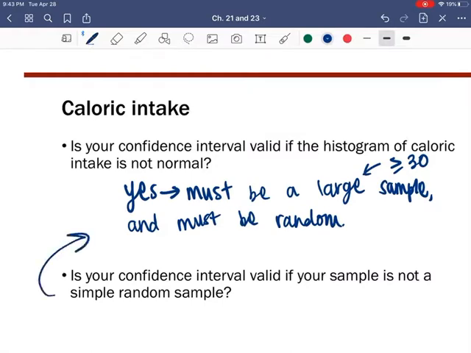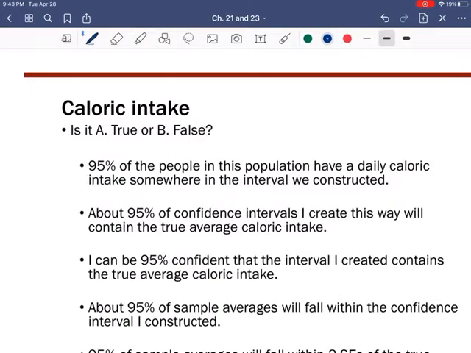Is your confidence interval valid if the sample is not a simple random sample? Nope.